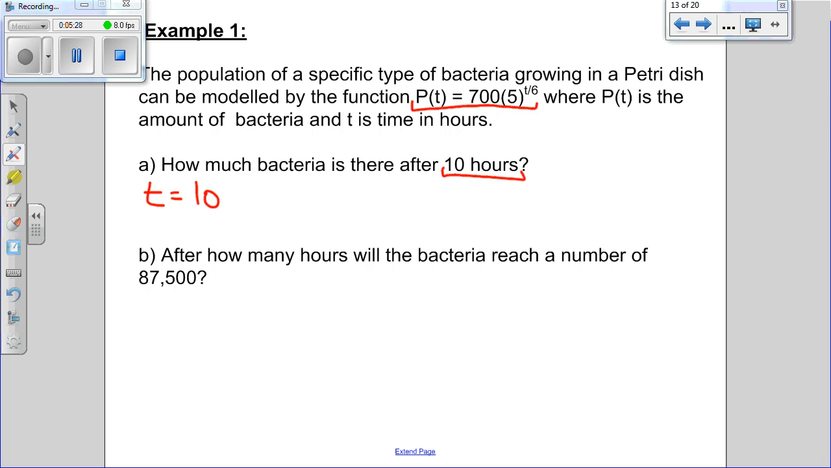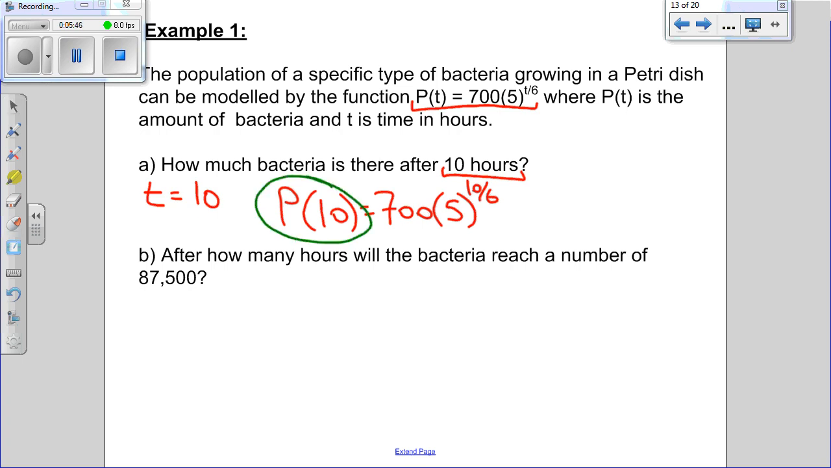You might see it written like this. So why did I replace T with 10? Notice that I also replaced the T that was attached to the P. This does not mean P times 10. This means P at time 10. So you don't need to do any division or anything crazy like that. This means P at time 10. It does not mean P times 10.